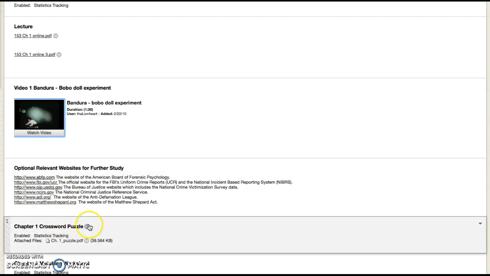And then for each chapter, there is a review crossword puzzle and a matching worksheet. These are for you to use studying. You do not have to turn them into me. You don't have to do them at all.